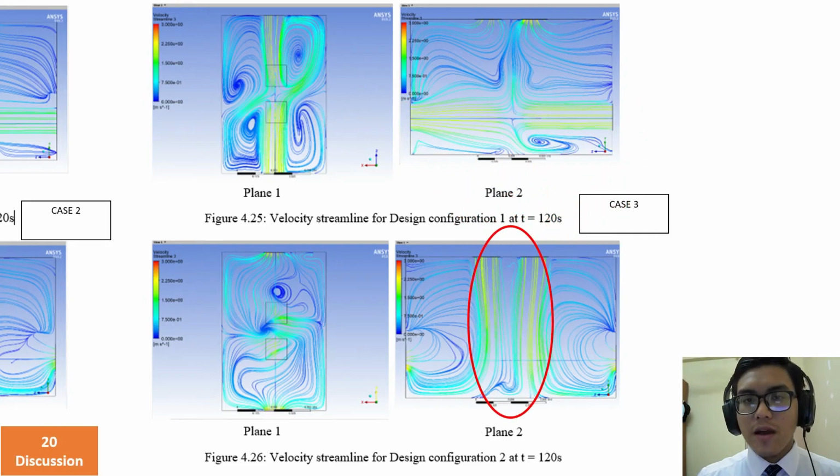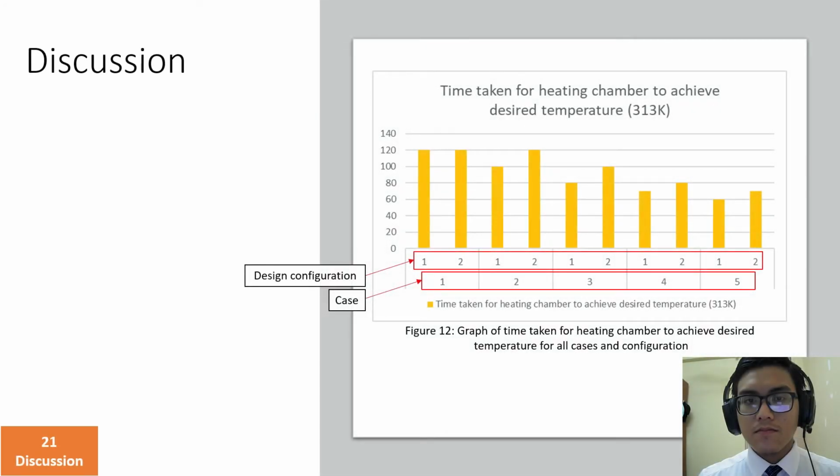The velocity streamline for design configuration 2 is not the best because the velocity streamline is only focused on the middle part of the heating chamber. This can cause the sludge to dry unevenly and can cause inconsistent product output. From the previous results, we can conclude that design configuration 1 is better in terms of time to heat up the heating chamber compared to design configuration 2.